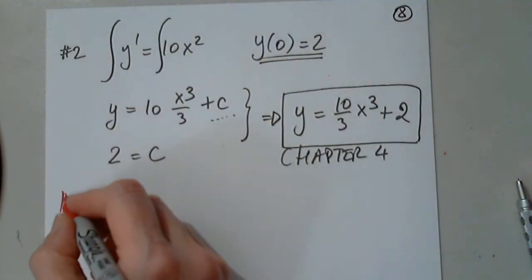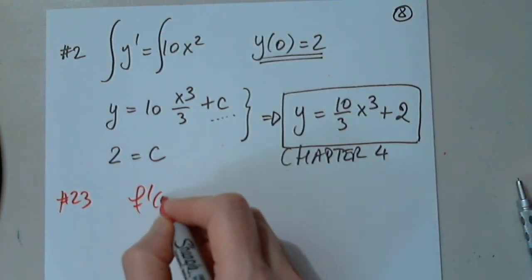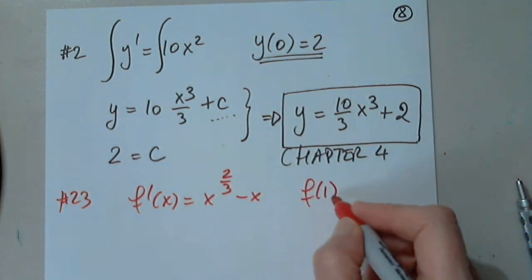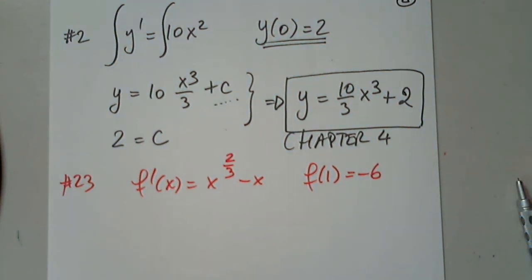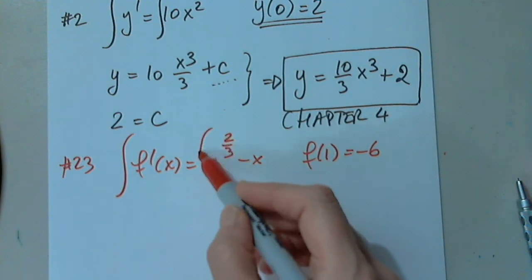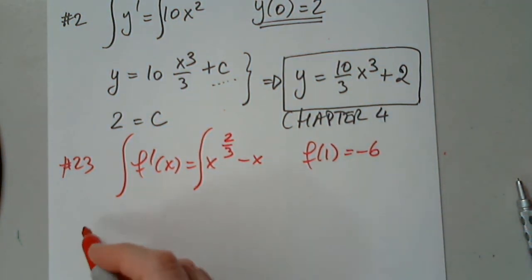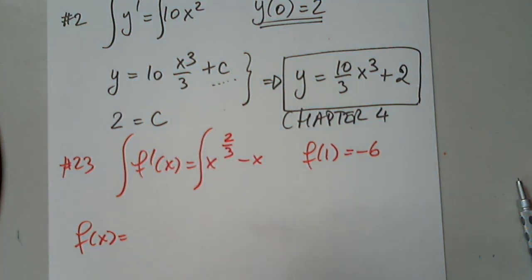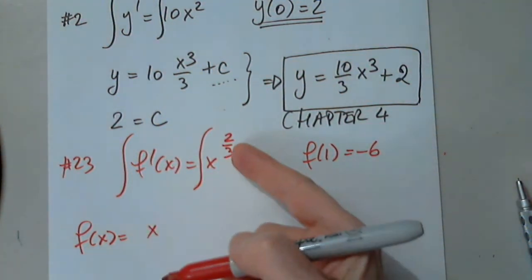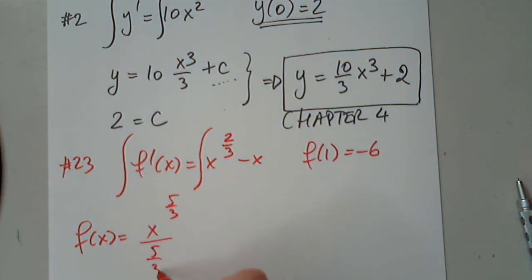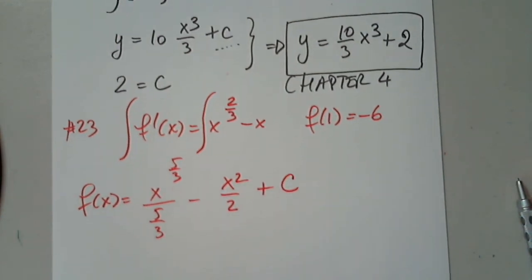23, very good. Let's look at 23. So we have f prime of x equals x to 2/3 minus x, and we are given that f of 1 is -6. Perfect. Okay, so I'm going to integrate, of course, dx. So then the function, when I integrate the derivative, I get the function, is x to 2/3 plus 1, so 5/3 over 5/3 minus x squared over 2 plus a constant c.